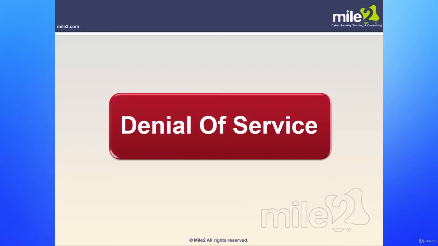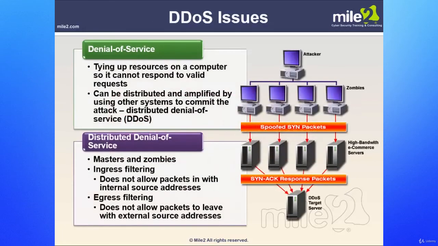So here, when we look at denial of service, right, it's basically trying to use up resources on the computer so it cannot respond to valid requests, such as if you're logging on to a domain controller, something to that effect. It can also be distributed and amplified by using other systems to commit the attack, and this would be called distributed denial of service. The distributed denial of service generally has what's called the master and zombies. Also, anytime we hear the term botnets, things like that come into play.